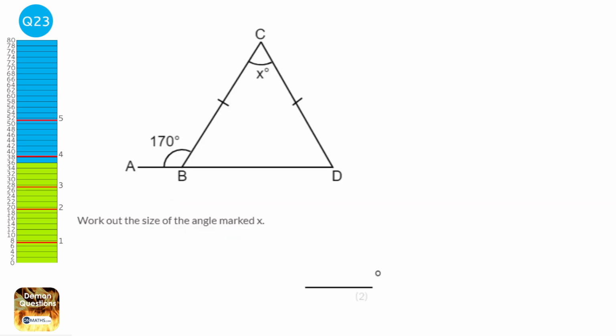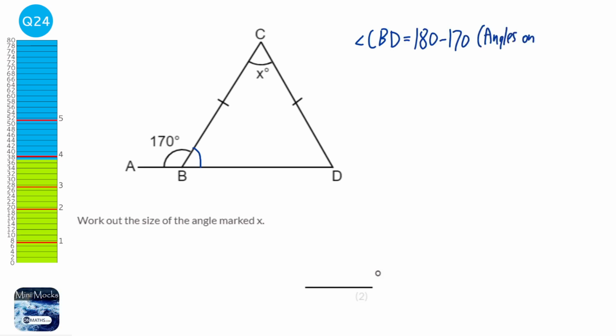54. The first thing we need to do is work out what angle CBD is. So we're looking for angle CBD, and that's going to be 180 take away 170. And the reason being is it's angles on a straight line. Angles on a straight line add up to 180. So that's going to be 10 degrees. So this will be 10 degrees.